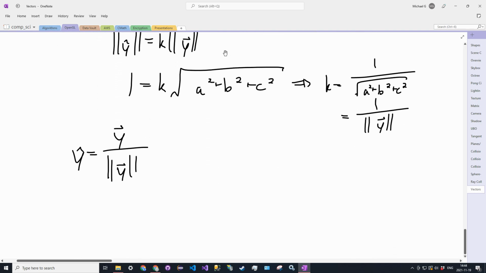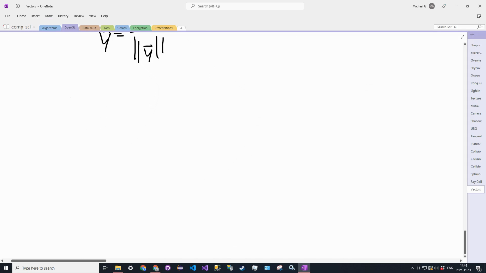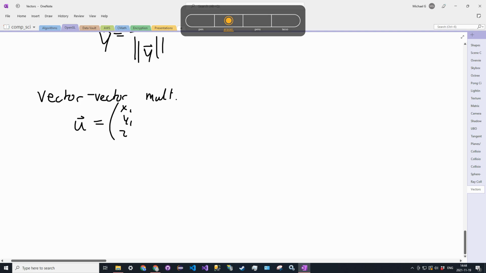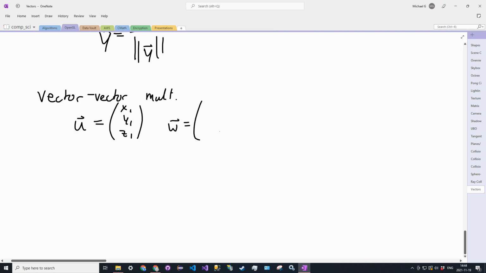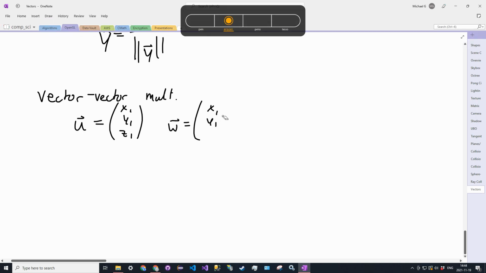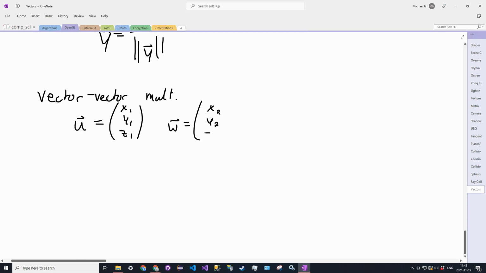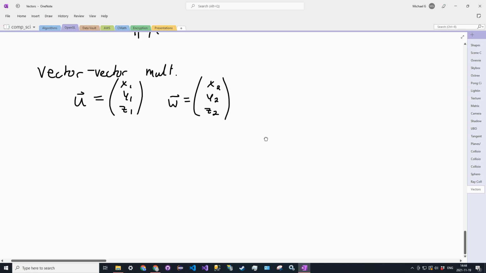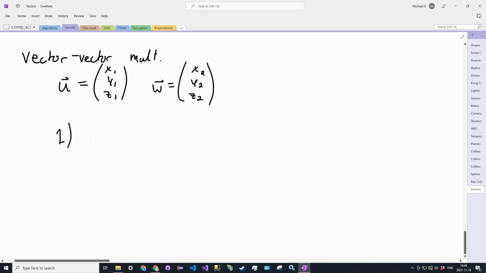Next on the list is our vector-vector operations, which is going to be vector-vector multiplication. So let's say that we have, and we'll do 3D, u is equal to x1, y1, z1, and w is equal to x2, y2, and z2. So we're going to define two different products here. The first one is the dot product, denoted as u dot w.